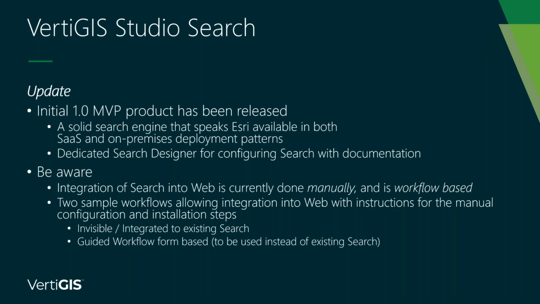One of them is a truly invisible, fully integrated experience where you use the search in web the way you always did, and behind the scenes, it's combining results from VertiGIS Studio Search configurations that you've created with the, we'll call it global search backed by Esri, and it puts all that together and returns it to you. But we've also given you a workflow that is an example of what you would do to turn the existing search off and give your users a more guided search experience.